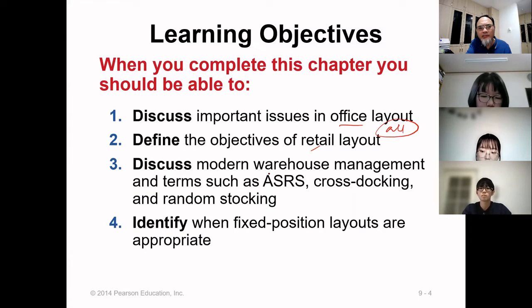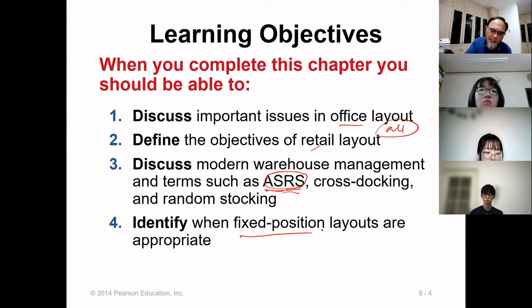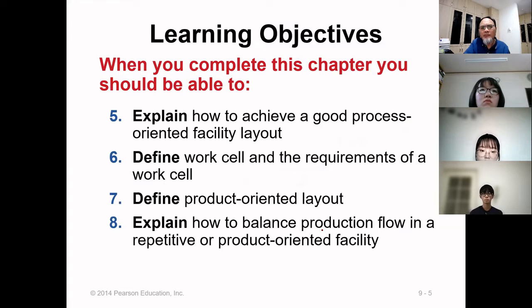We'll look at modern warehouse management concepts: the automatic storage and retrieval system (ASRS), cross-docking, especially delivery of materials and then immediately sorting and transporting out, especially in the pandemic, where you need a good warehouse management system, and random stocking of the stock. Then we look at fixed position layout, when you use that. Basically, layout depends on the process and the product that you are going to produce. And then how are you going to achieve a good process-oriented facility layout, define work cell, define product-oriented.